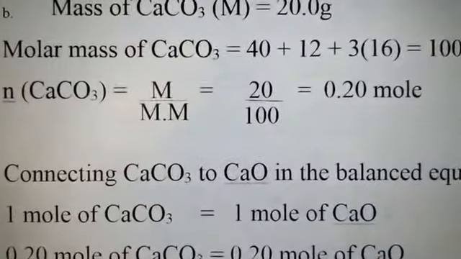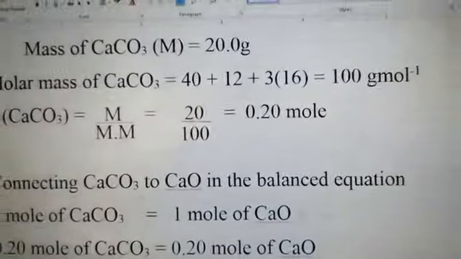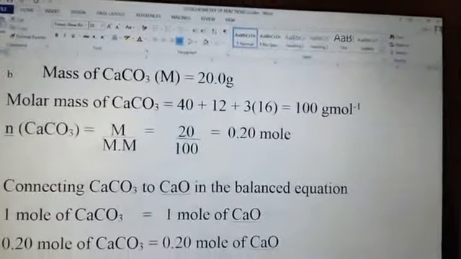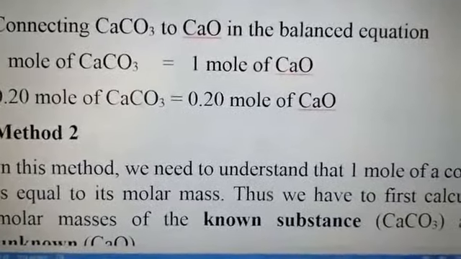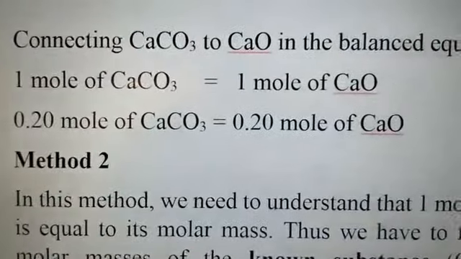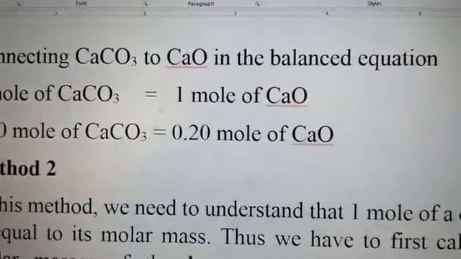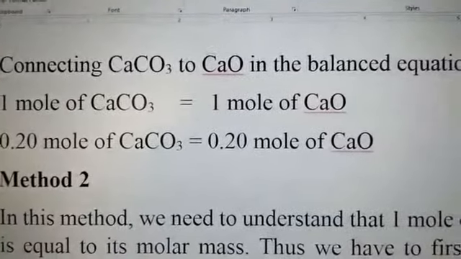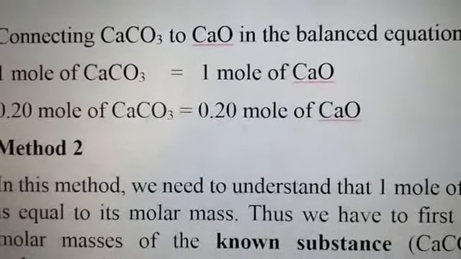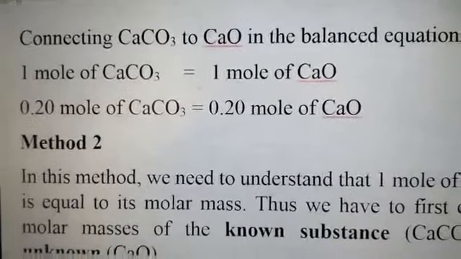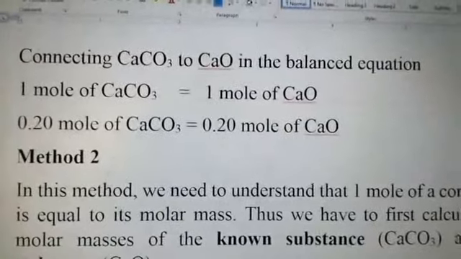0.20 is the reacting mole of carbonate that was calculated, the actual mole that is participating in the chemical reaction. So 0.2 mole of calcium carbonate will now produce the same 0.20 mole of calcium oxide because the ratio is 1:1. Had it been that the ratio is 1:2, 0.2 would have been multiplied by 2. So the number of moles of quicklime produced is 0.2 mole of calcium oxide. So that's the answer to this simple question.